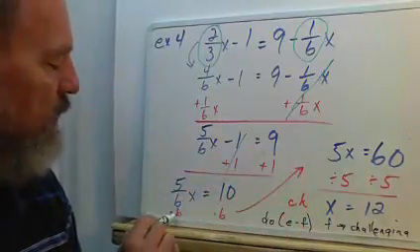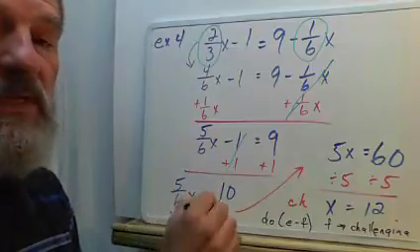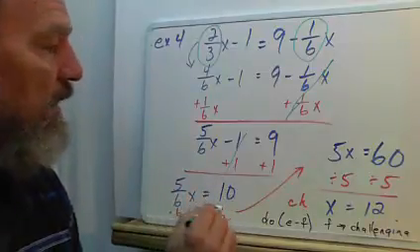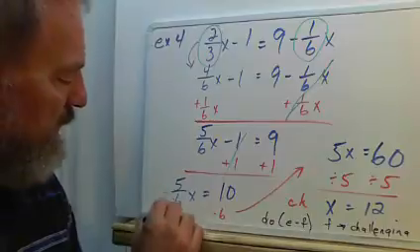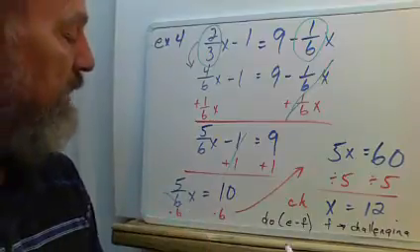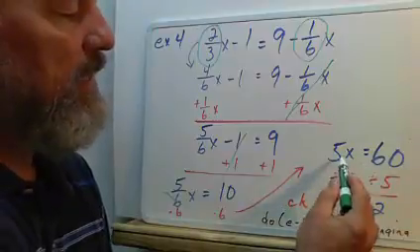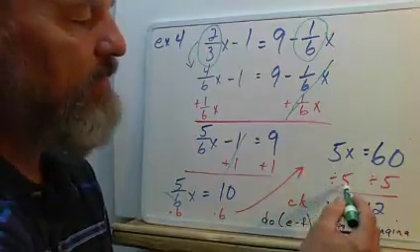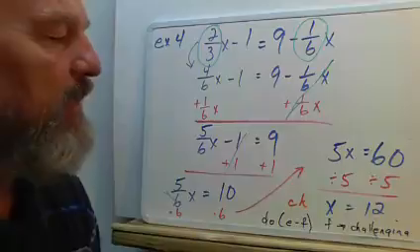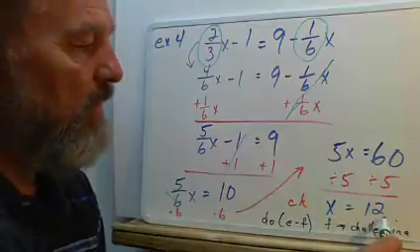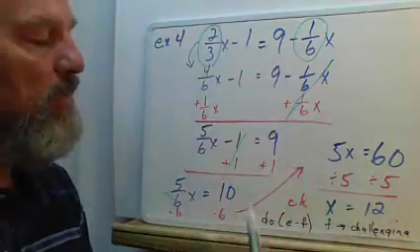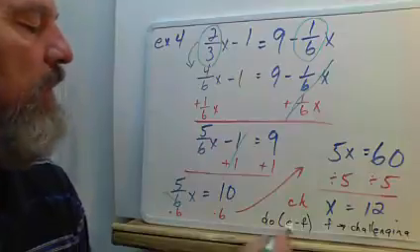And the next step, of course, is to multiply by 6. This is exactly what we learned a couple of lessons ago. Multiply by 6, and that eliminates the denominator. And we have 5x equals 10 times 6, which is 60. Next step, since we're multiplying by 5, is to divide by 5. Divide both sides by 5, we have x equals 12. Again, put this in the original equation and double check it.